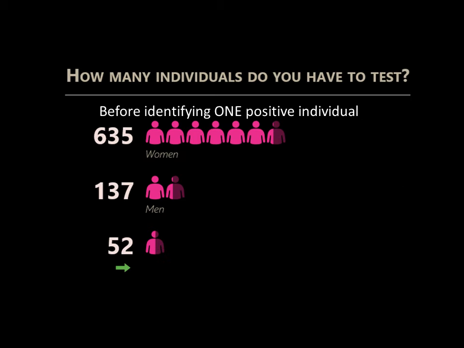So again, the next question that we asked was, how many individuals did all of our CBOs collectively have to test before identifying one positive? And so what we calculated was that to identify one positive female, our CBOs had to test 635 women. And to identify one male, they had to test a total of 137. And for male to female transgendered, it's 52.